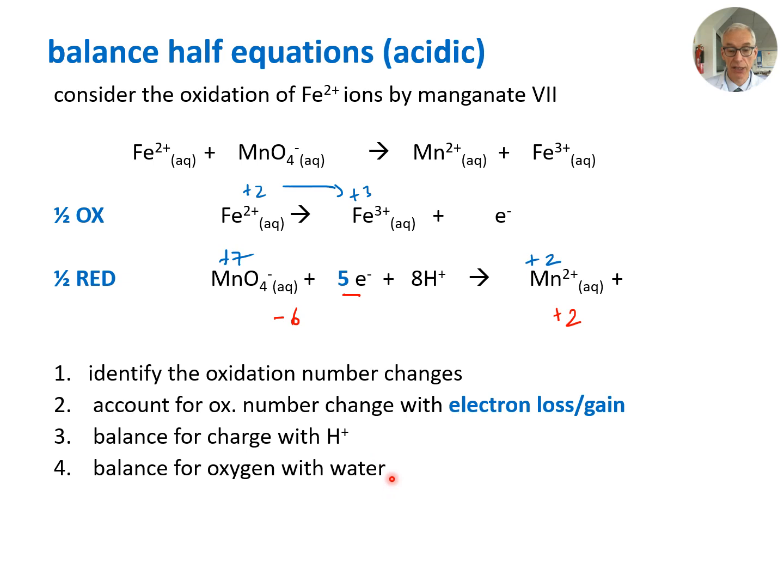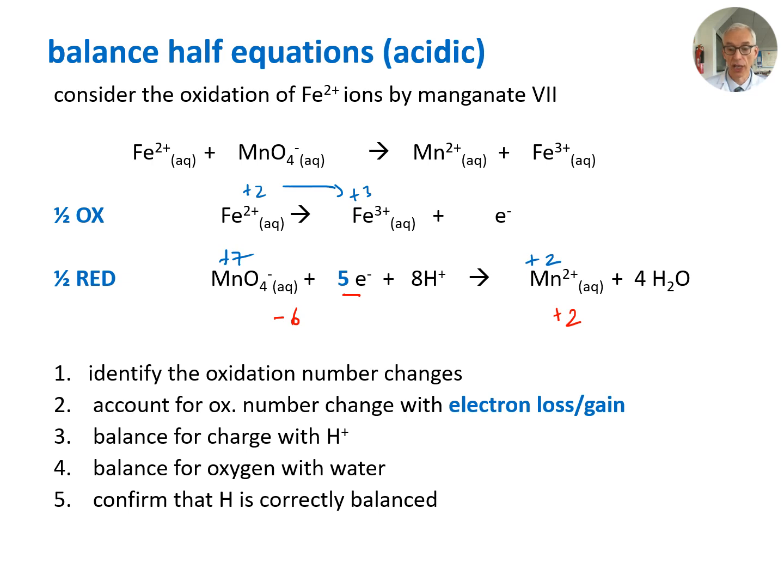I then balance for oxygen with water. I've got 8 hydrogens, so I'm going to have 4 waters, and then I check that hydrogen is balanced correctly. 8 hydrogens, 8 hydrogens. So you'll recognize this method from balancing full redox equations. We go through the same process for a half equation where acid or alkali are required in the reaction equation.